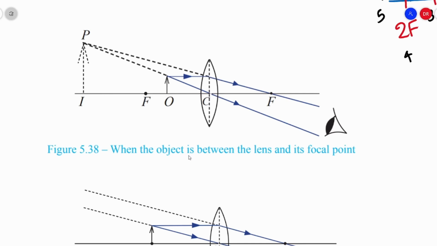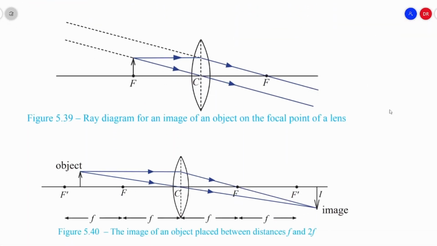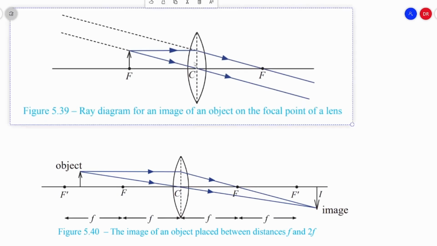These are the features of the image formed when the object is between the lens and its focal point. Then next, on all occasions we are using the line parallel to the principal axis and the line going through the optical center. As homework, you can try when the ray is coming through the focal point.